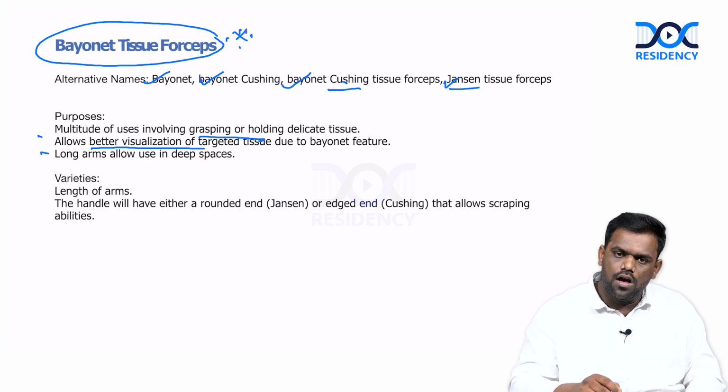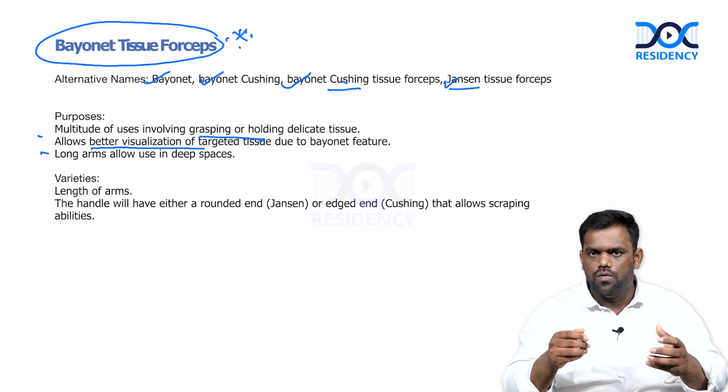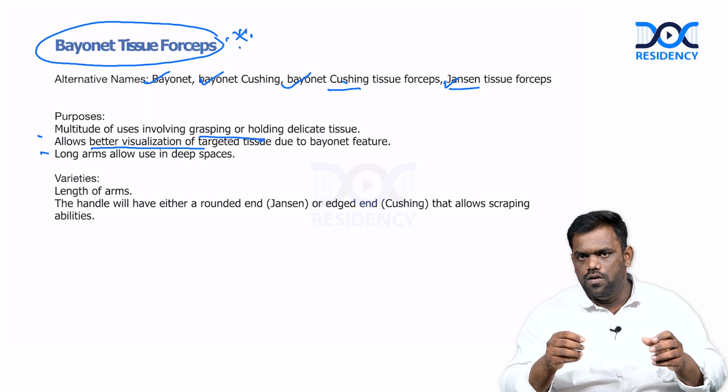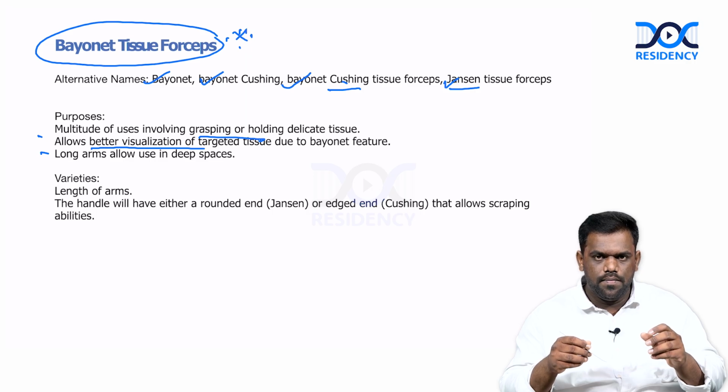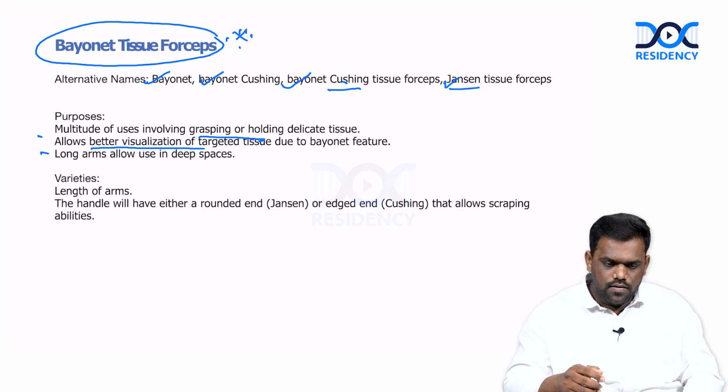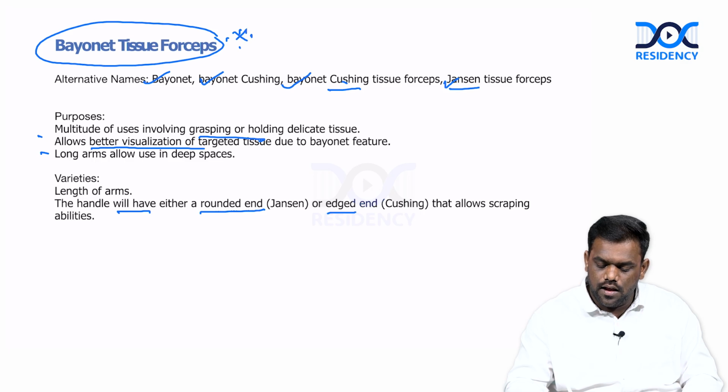It has long arms which allow use in deeper spaces, especially for working in the skull base, to hold the vessels in aneurysm surgery, to hold the head and neck, and to hold delicate structures in the skull base. This bayonet forceps is very useful, and it has varieties based on the length of the arms. The handle will have either a rounded end, called Jansen tissue forceps, or an edged end, called Cushing, that allows scraping abilities.